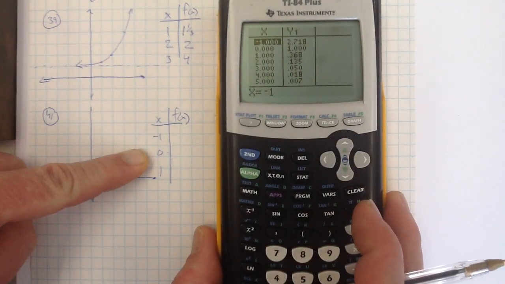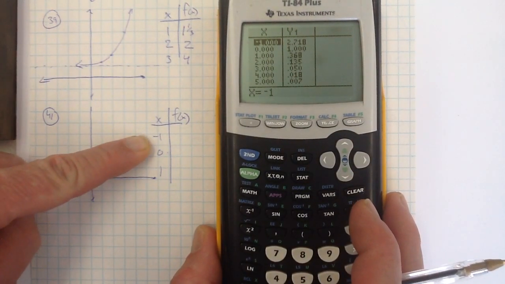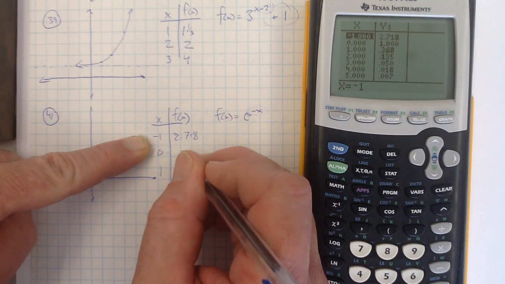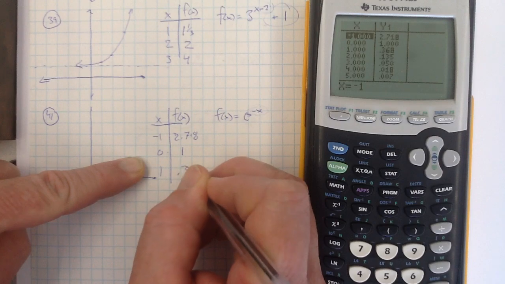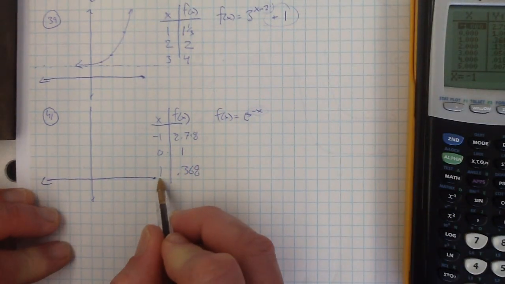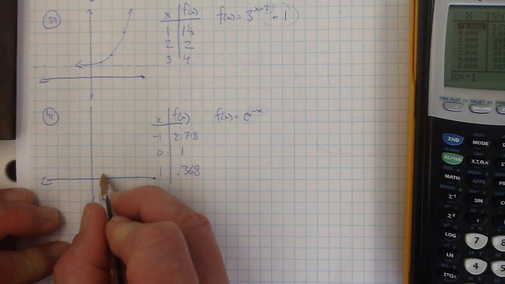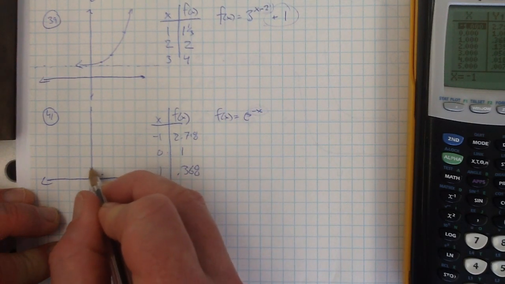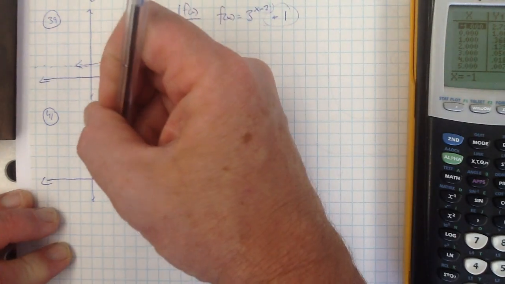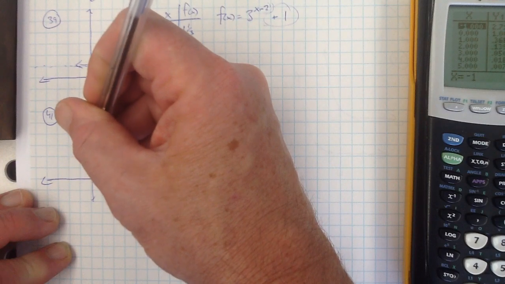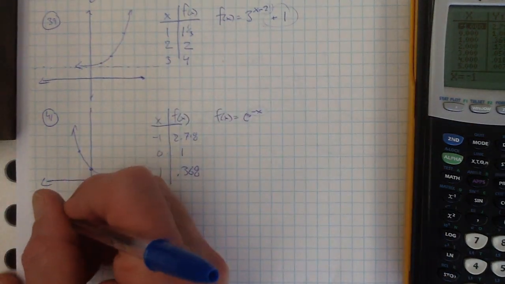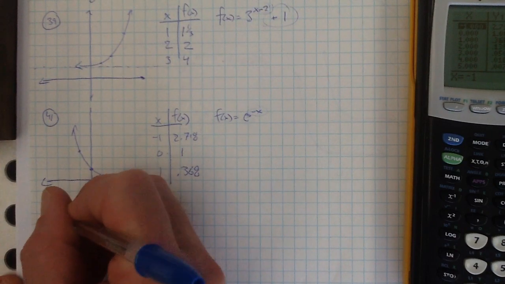And then I'm going to get these numbers from the table. When I plug in -1, I get 2.718. When I plug in 0, I get 1. And here I get 0.368. So I'll do my best to graph those. 0.368, negative 1, 2.7, and so on. There we go. I think I can fit another one down here.